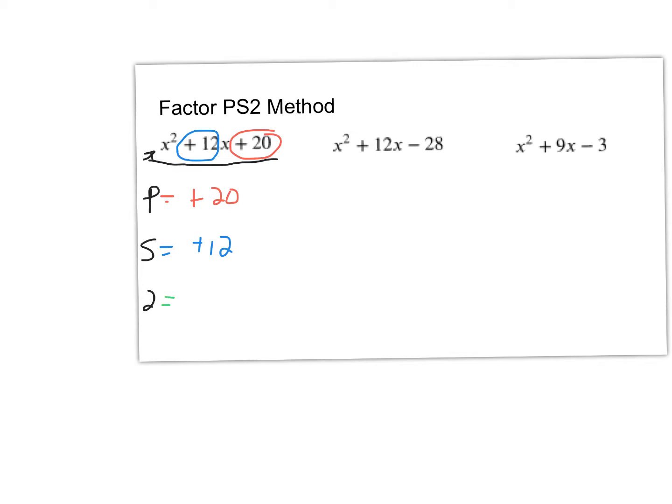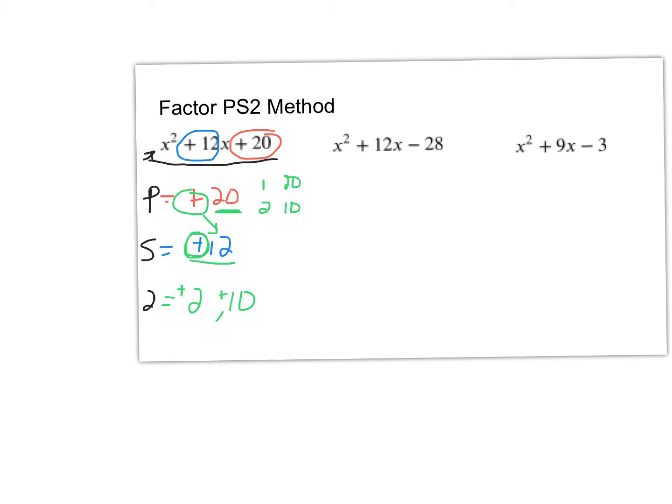So now the hardest part. The 2 numbers that multiply to 20, but add to give me 12. Now again, if you get stuck, list off the multiples of the product in order. So 1 and 20. Will that add to 12? No. 2 and 10. That'll add to 12. So we have 2 and 10. Now at this point, we need the signs to give me a positive 12 when I add them together. So in order to do that, they both have to be positive.